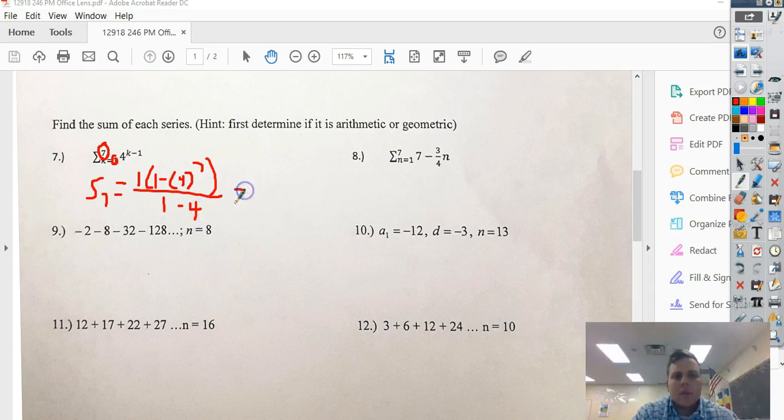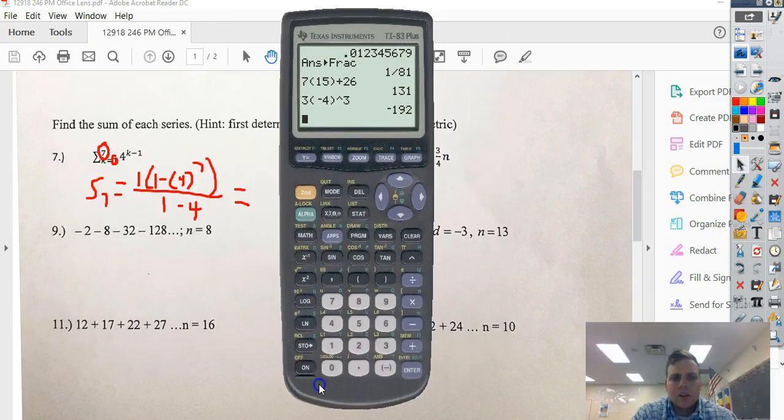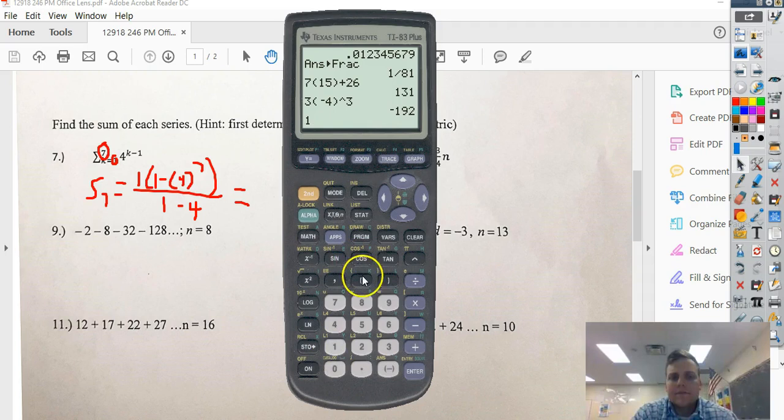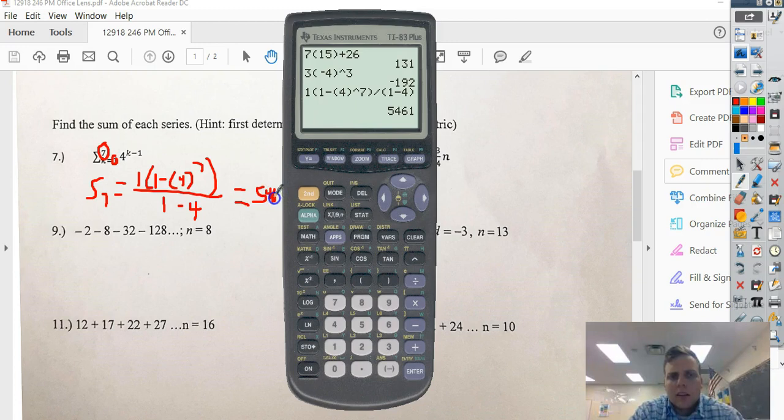All right, you grab a handy-dandy calculator to calculate this. So you're going to do 1 times 1 minus 4 raised to the 7th, all divided by 1 minus 4, which is also negative 3. So if you just want to type in negative 3 right there, that'd be fine. Press enter, and you get 5461. So the sum of the first 7 terms is just 5461.